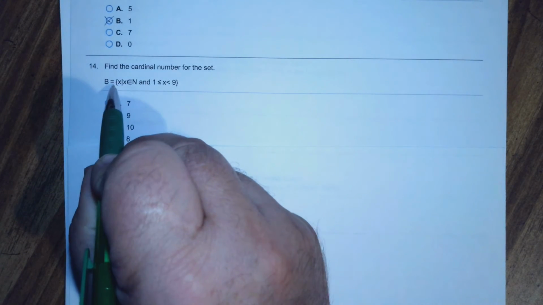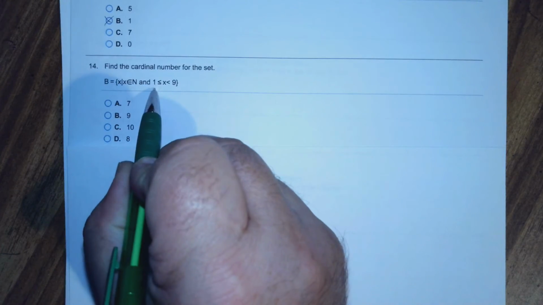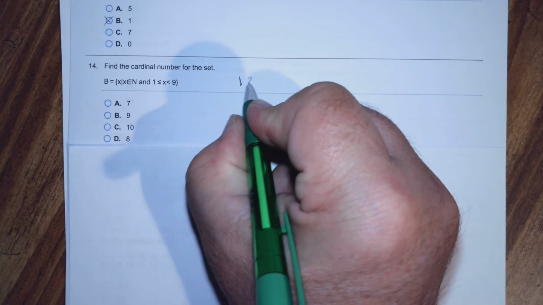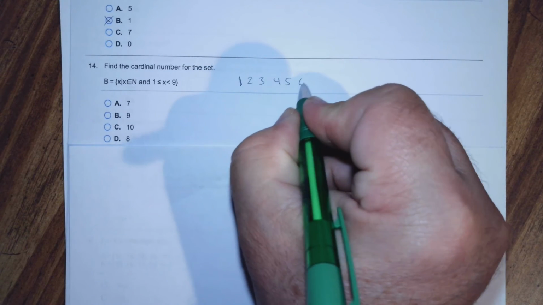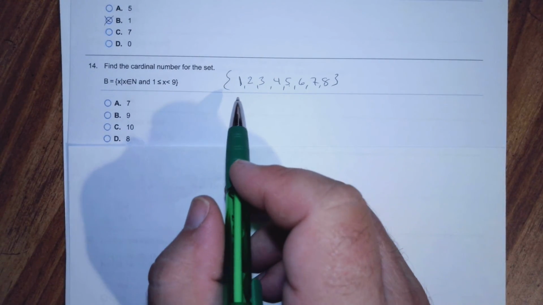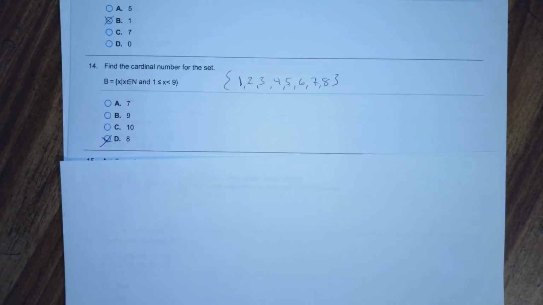Find the cardinal number of the set B such that X is an element of the natural numbers, and X is between 1 less than or equal to X less than 9. So it's 1, 2, 3, 4, 5, 6, 7, 8. We cannot include 9 because there's no line there. So it's only 8 numbers. That was 8.